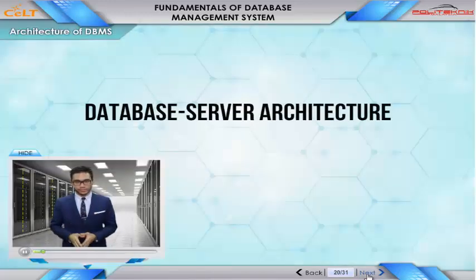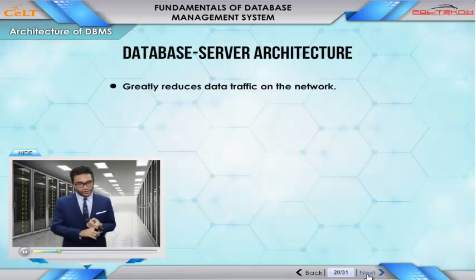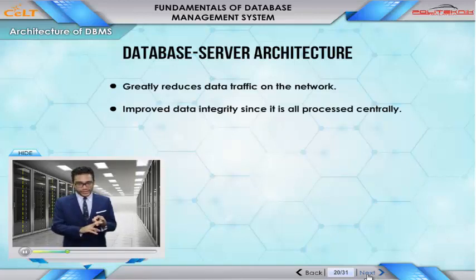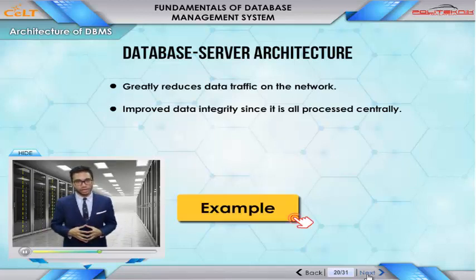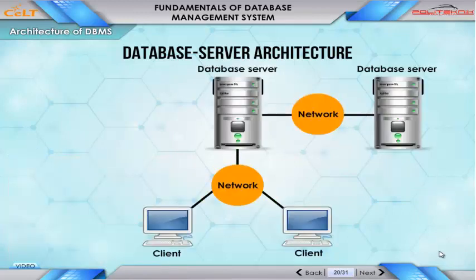Database server architecture. Database server architecture can greatly reduce data traffic on the network, and improve data integrity since it is all processed centrally, where the data is centralized. Click the button to look at the example of database server architecture. The figure is an example of database server architecture. Database server architecture can greatly reduce data traffic on the network. It improves data integrity since it's all processed centrally.